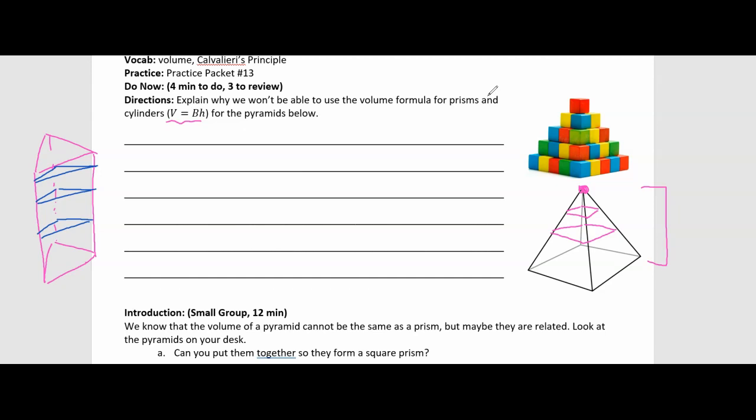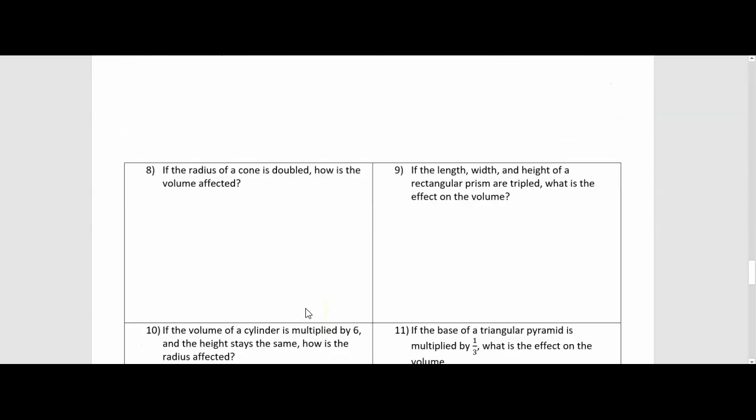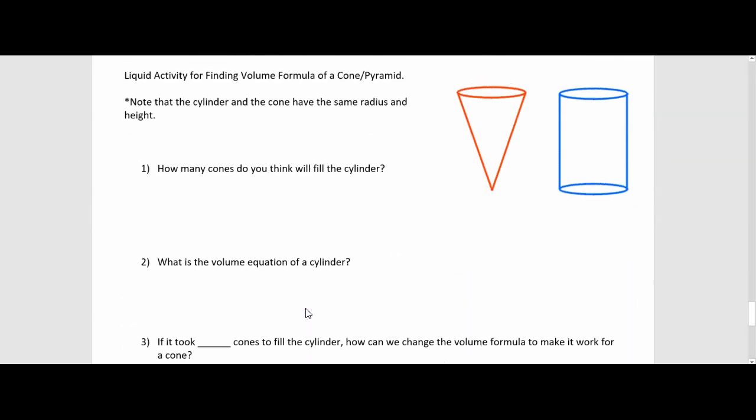So we won't be able to use the prism and cylinder formula, but we'll see if there's a variation of it that we can use. To try to figure out what this formula should be, we are going to do a little water demo. Let's go down here.